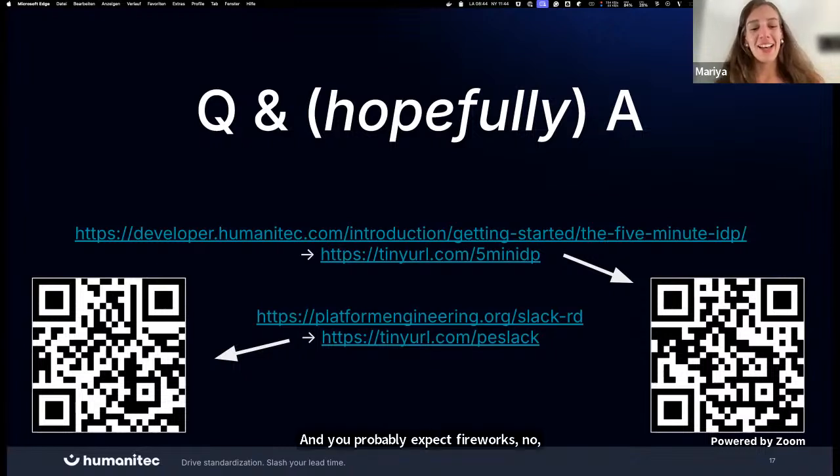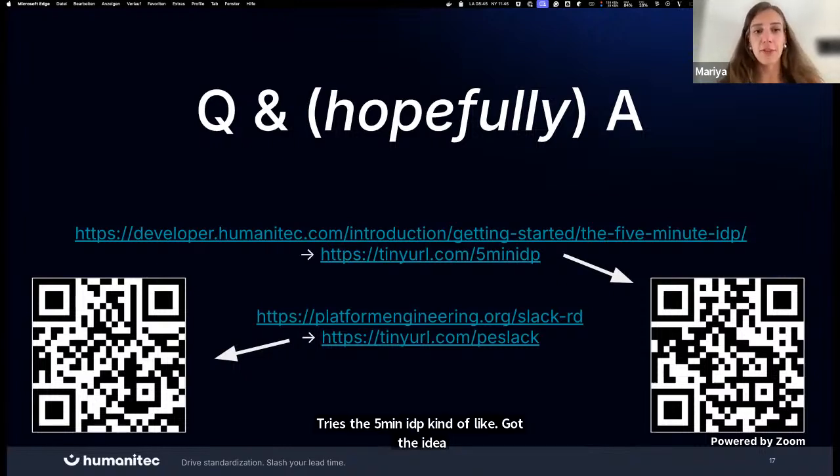Nice. What would be the best next step after someone tries the 5-minute IDP, kind of like got the idea how it could work for their setup? What do you think is the logical next step if you are on this platform engineering journey?